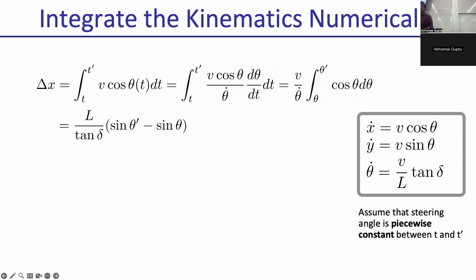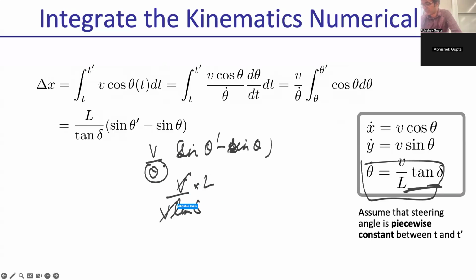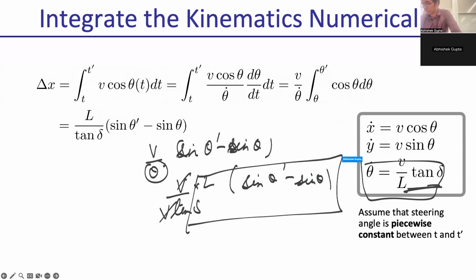Essentially what that gives you is v over theta dot times sine theta prime minus sine theta. You know from your identities that theta dot is v tangent delta over L. So if you substitute, it's going to be v over v tangent delta times L. The v's cancel, times sine theta prime minus sine theta. So this is what your change in x is going to be: L over tangent delta times sine theta prime minus sine theta.